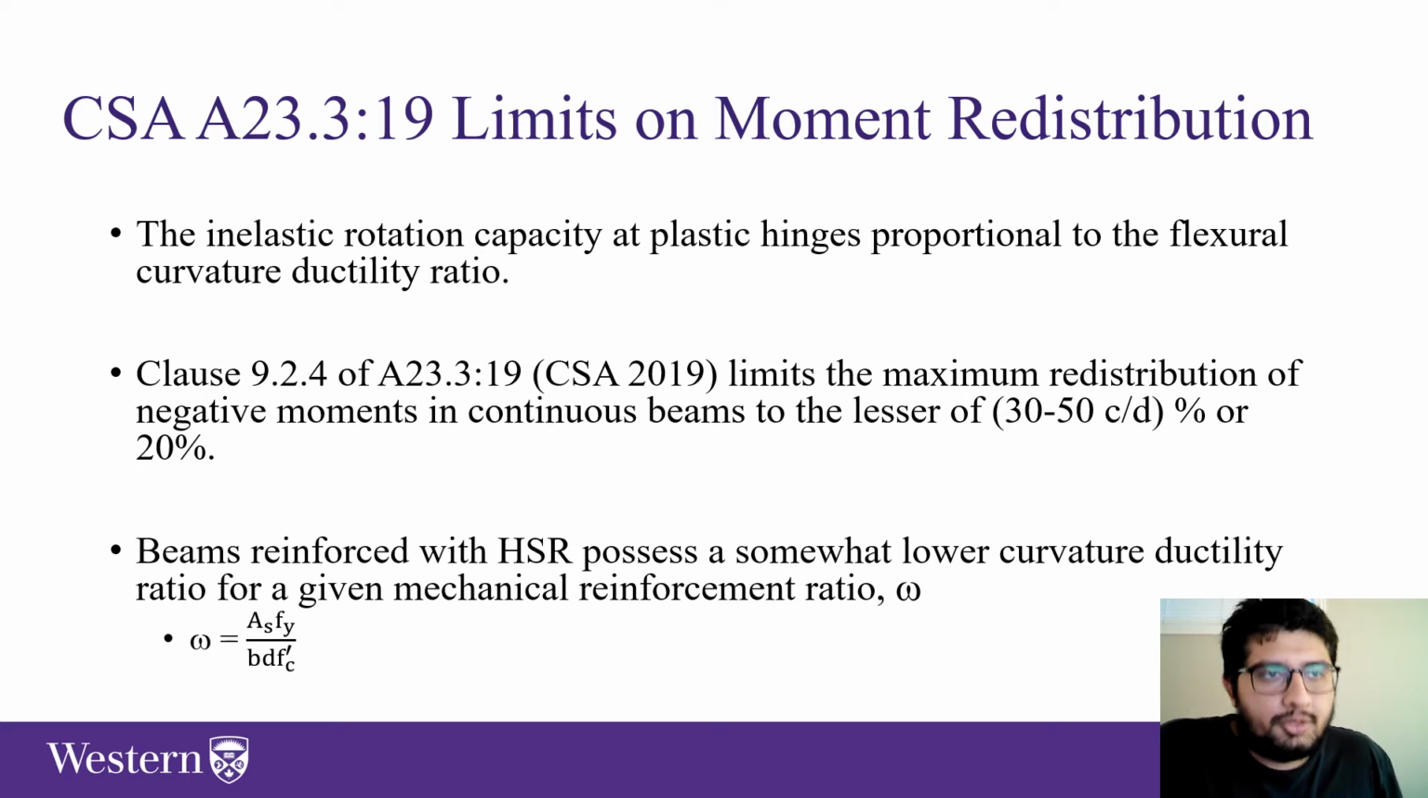Beams which are reinforced with high strength steel possess a lower curvature ductility ratio for a given mechanical reinforcement ratio, and because of this, they also have a smaller inelastic rotational capacity.